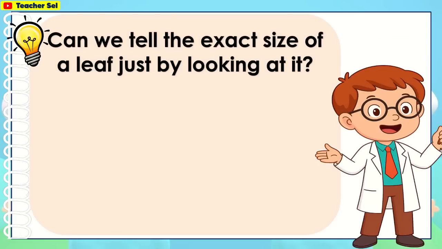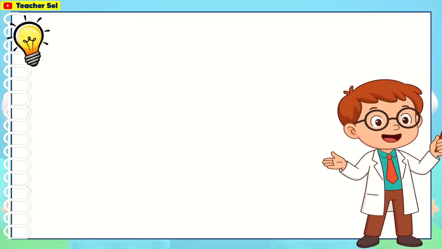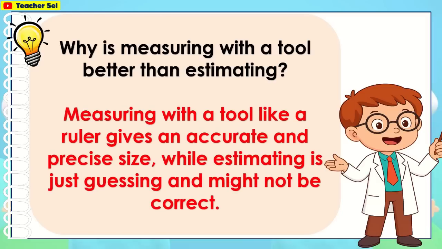Can we tell the exact size of a leaf just by looking at it? No, we can only make a guess. Our eyes can help us estimate, but without measuring, we cannot be sure of the exact size. Why is measuring with a tool better than estimating? Measuring with a tool, like a ruler, gives an accurate and precise size, while estimating is just guessing and might not be correct.